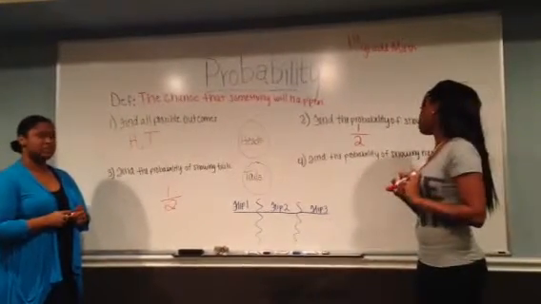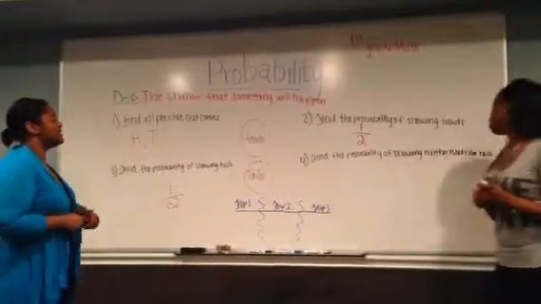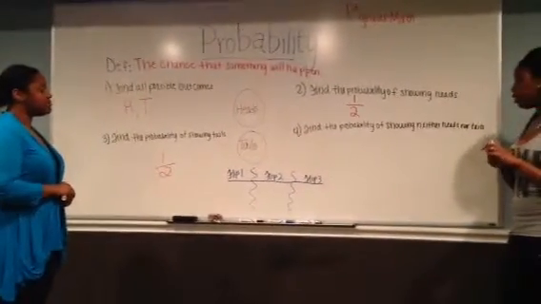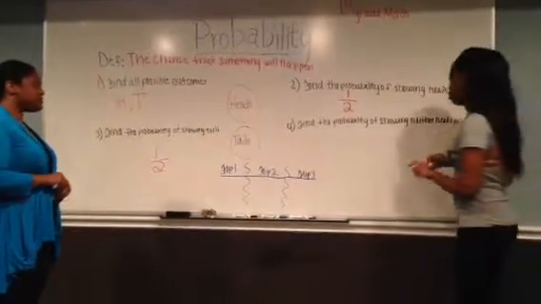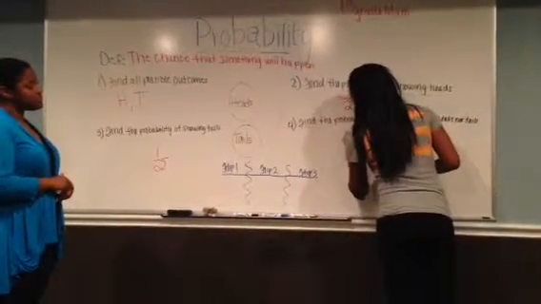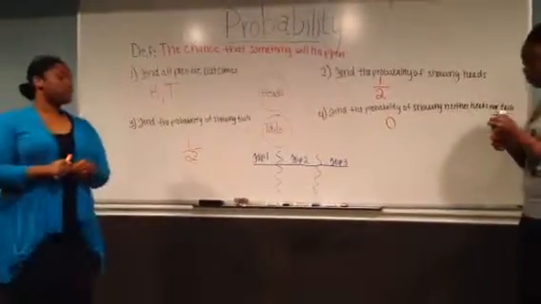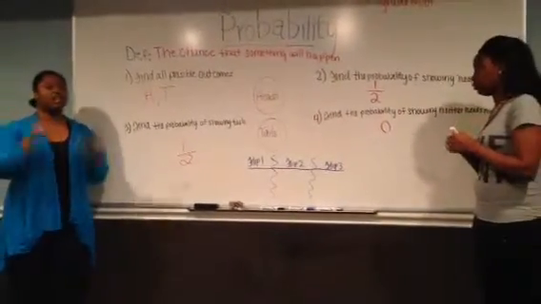The last problem we have is finding the probability of showing neither heads or tails. So since you have nothing to show for, the answer would be 0. And that is probability. So what we're going to do right now is conduct a live experiment.